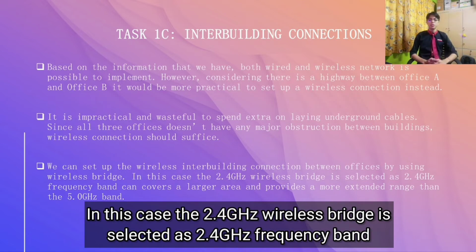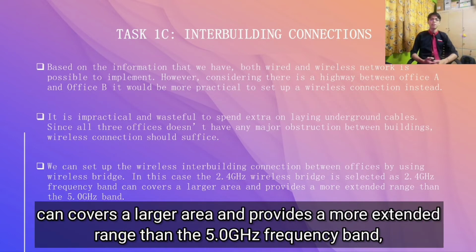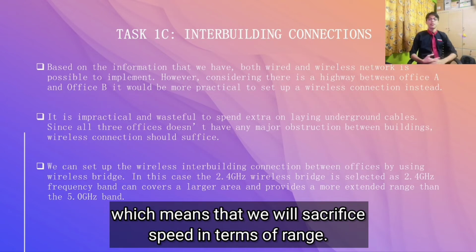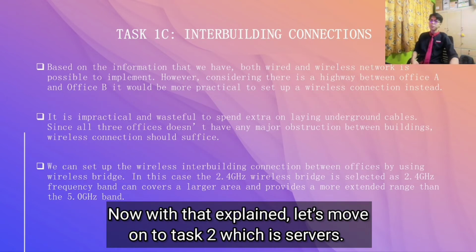In this case, the 2.4 GHz wireless bridge is selected as 2.4 GHz as a frequency band can cover a larger area and provides a more extended range than the 5.0 GHz frequency band, which means that we will sacrifice speed in terms of range. Now, with that explained, let's move on to task 2, which is servers.